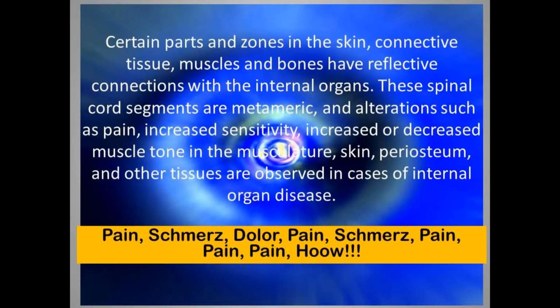Certain parts and zones in the skin, connective tissue, muscles, and bones have reflective connections with the internal organs. These spinal cord segments are metameric, and alterations such as pain, increased sensitivity, and increased or decreased muscle tone in the musculature, skin, periosteum, and other tissues are observed in cases of internal organ disease.